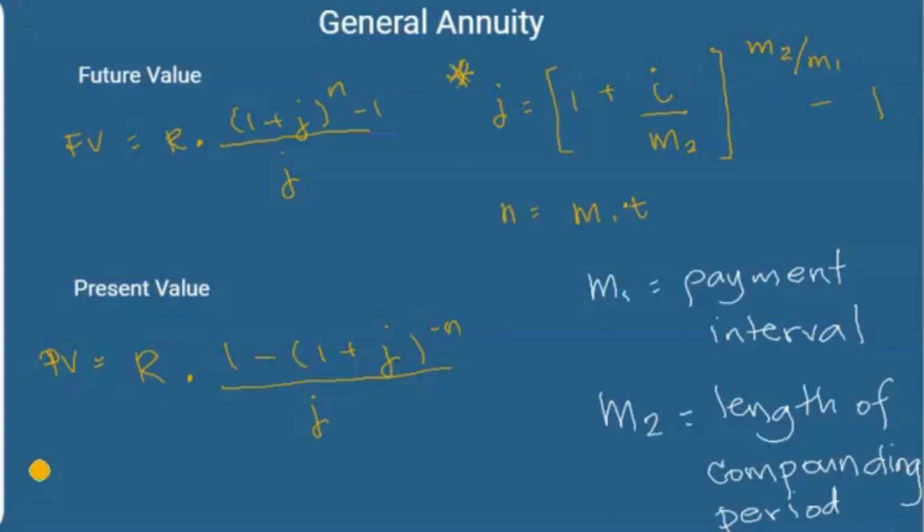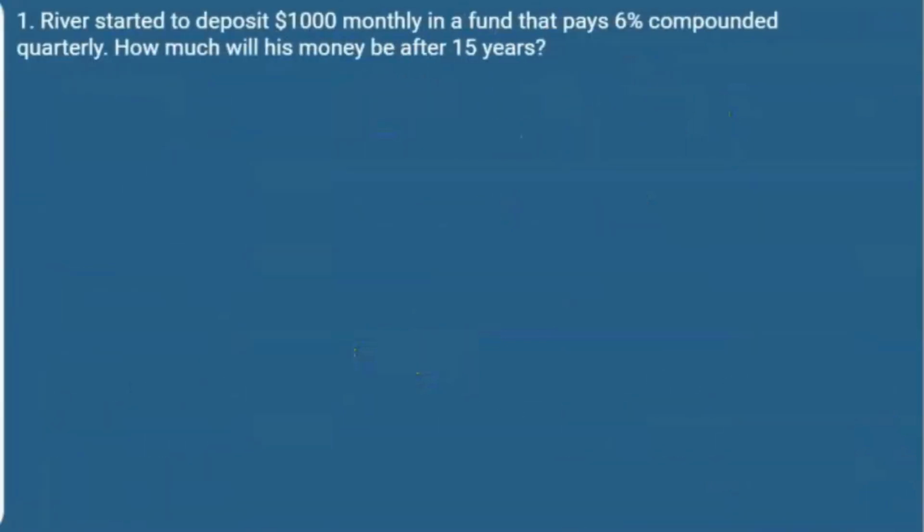J is equal to quantity 1 plus i, the interest rate, over m sub 2, which is the length of the compounding period. And this quantity is raised to m sub 2 over m sub 1, where m sub 1 is the payment interval, minus 1. Okay, let's solve some problems.